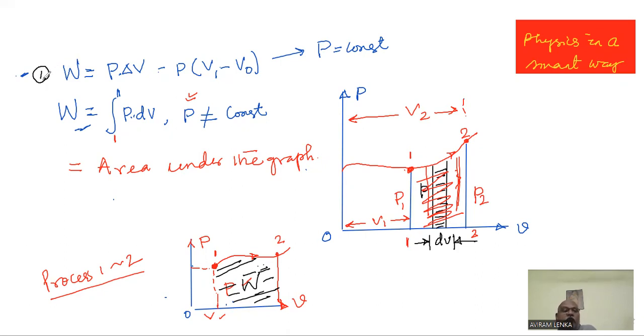Thermodynamic work can be found out either by the P delta V formula, or the integration of PdV formula, or directly, if the graph is given and some visibility is there, by the suitable area under the graph. So these three things.